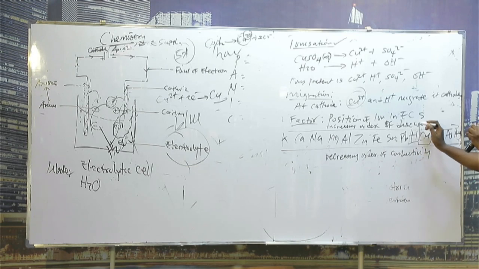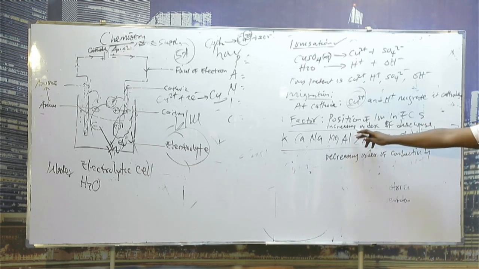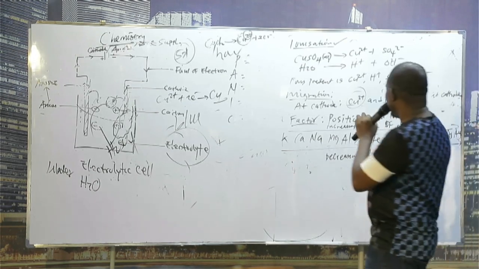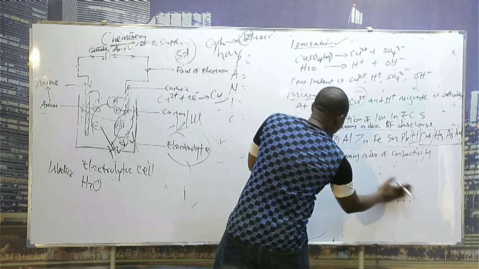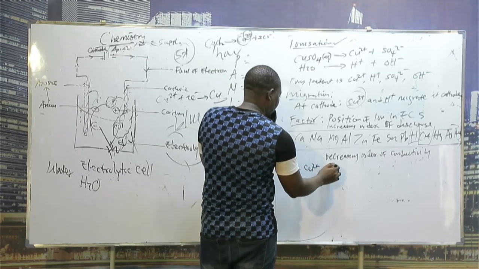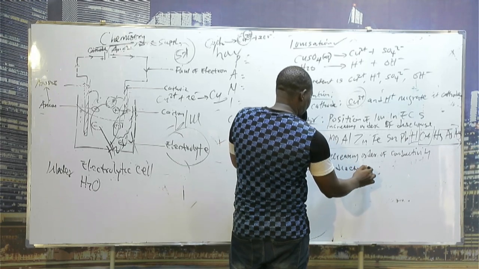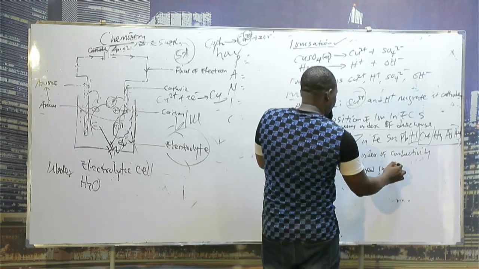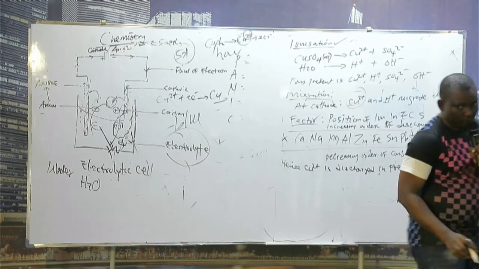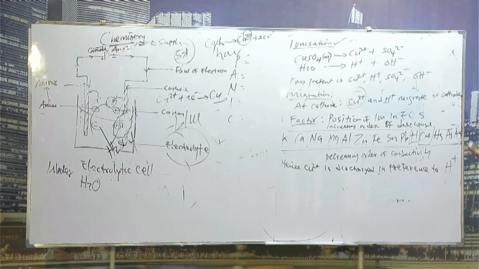Hydrogen. Which one? Increasing order. That means copper has more chance to be discharged if it's competing with what? Hydrogen. So in this case, copper is what? Discharged. So we'll write it now under that migration. And I say, hence, Cu2+ is what? Discharged. Discharged in what? In preference to who? Hydrogen.